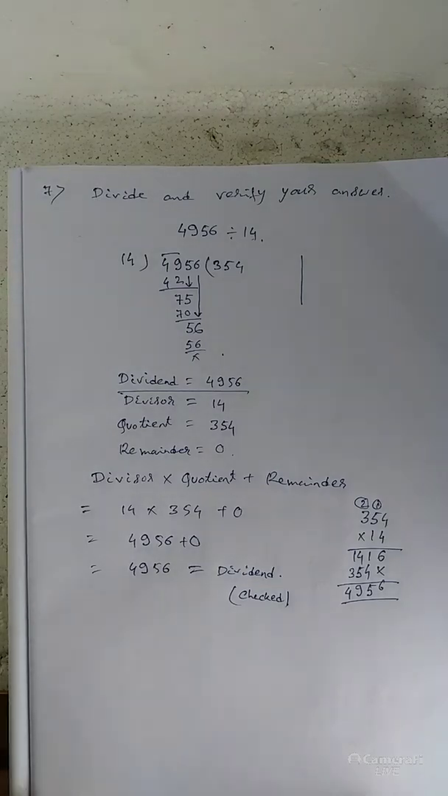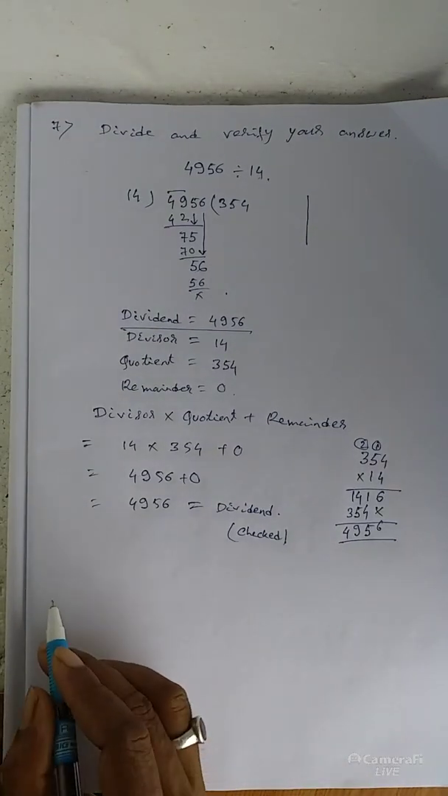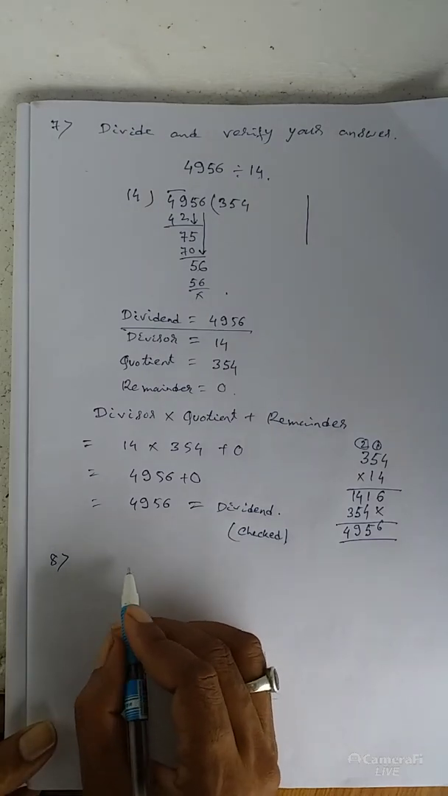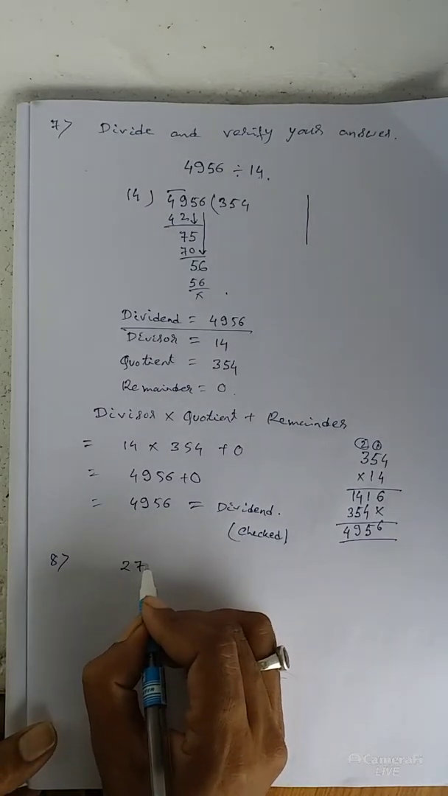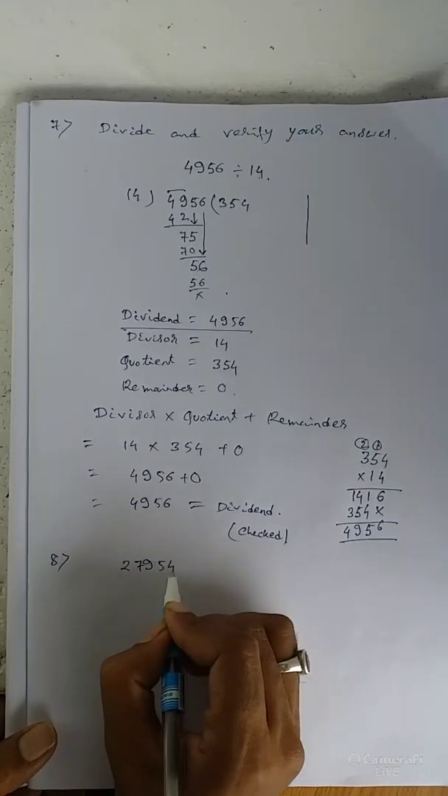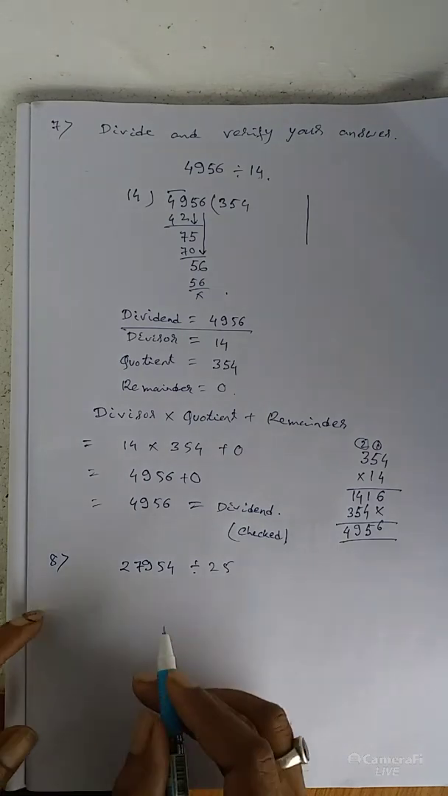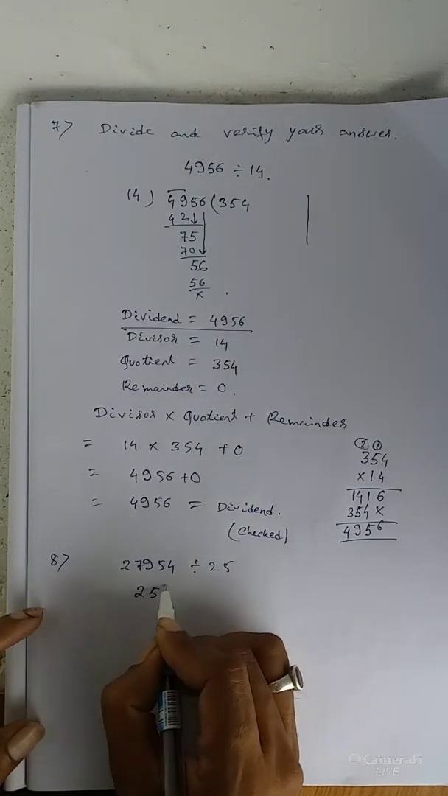Let us take another example. Suppose we have to divide this one, 5-digit number, 27,954 divided by 24, 2-digit divisor. Let us first divide.